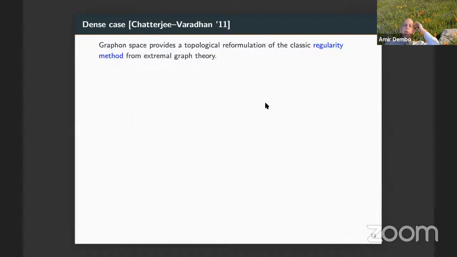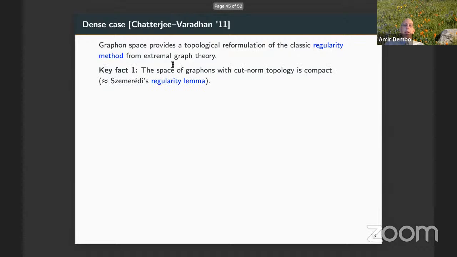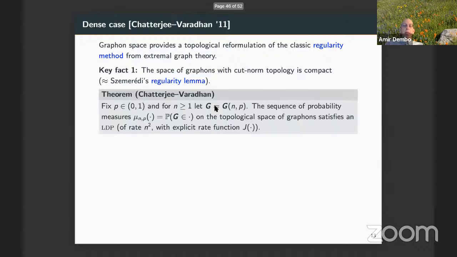Now, the graphon space provides for us a topological reformulation of the classical regularity method from extremal graph theory. And there are two results in combinatorics which have analogs in graphon theory. And these two results are, first, that the space of graphons with the cut norm topology is compact. That's very useful for large deviations. This is Szemeredi's regularity lemma. And using this, Chatterjee and Varadhan get themselves the large deviations I mentioned to you. The compactness is crucial here in order to be able to do large deviations.